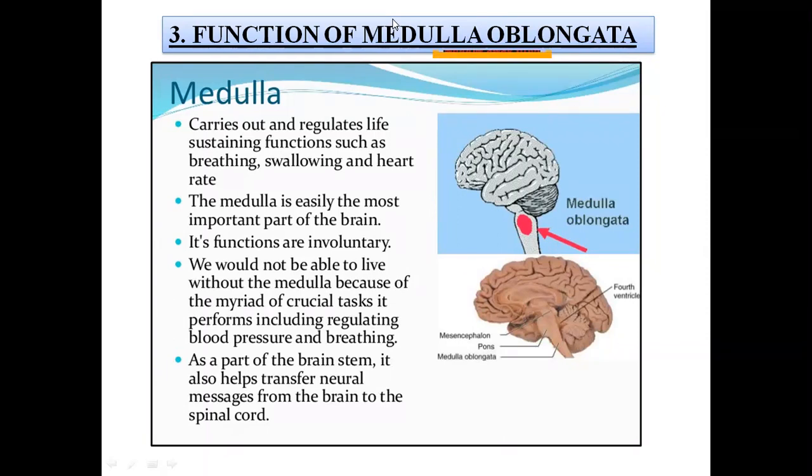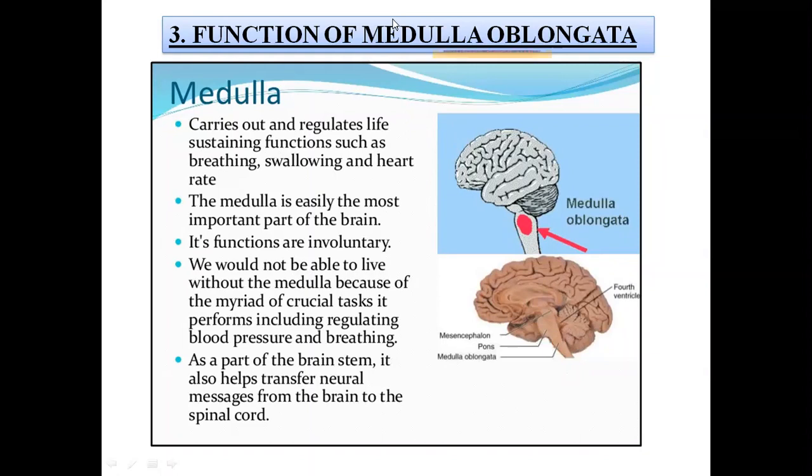Why will they suddenly die? First of all, the involuntary activities like breathing and heartbeat stop instantly. Whenever you hit someone at the back of the brain and the medulla oblongata is injured, instantly the heartbeat, the swallowing and the breathing processes are stopped, and instantly the person dies.